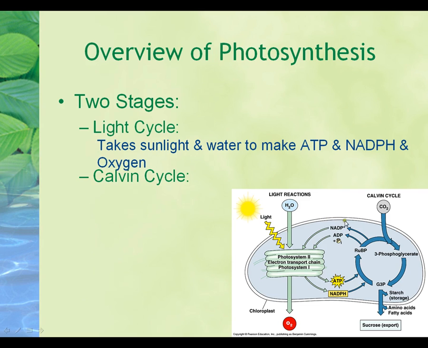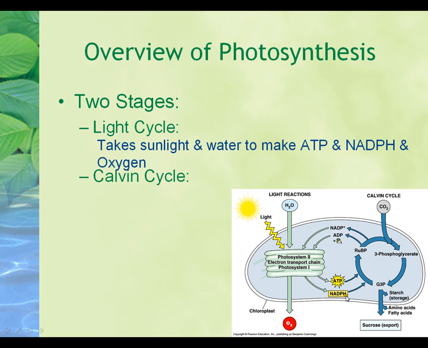So then we go on to the Calvin cycle, which is over here, because we've used water and sunlight to make our ATP and our NADPH, our energy molecules. A byproduct of that has been oxygen. Okay, so that's where our oxygen comes from.